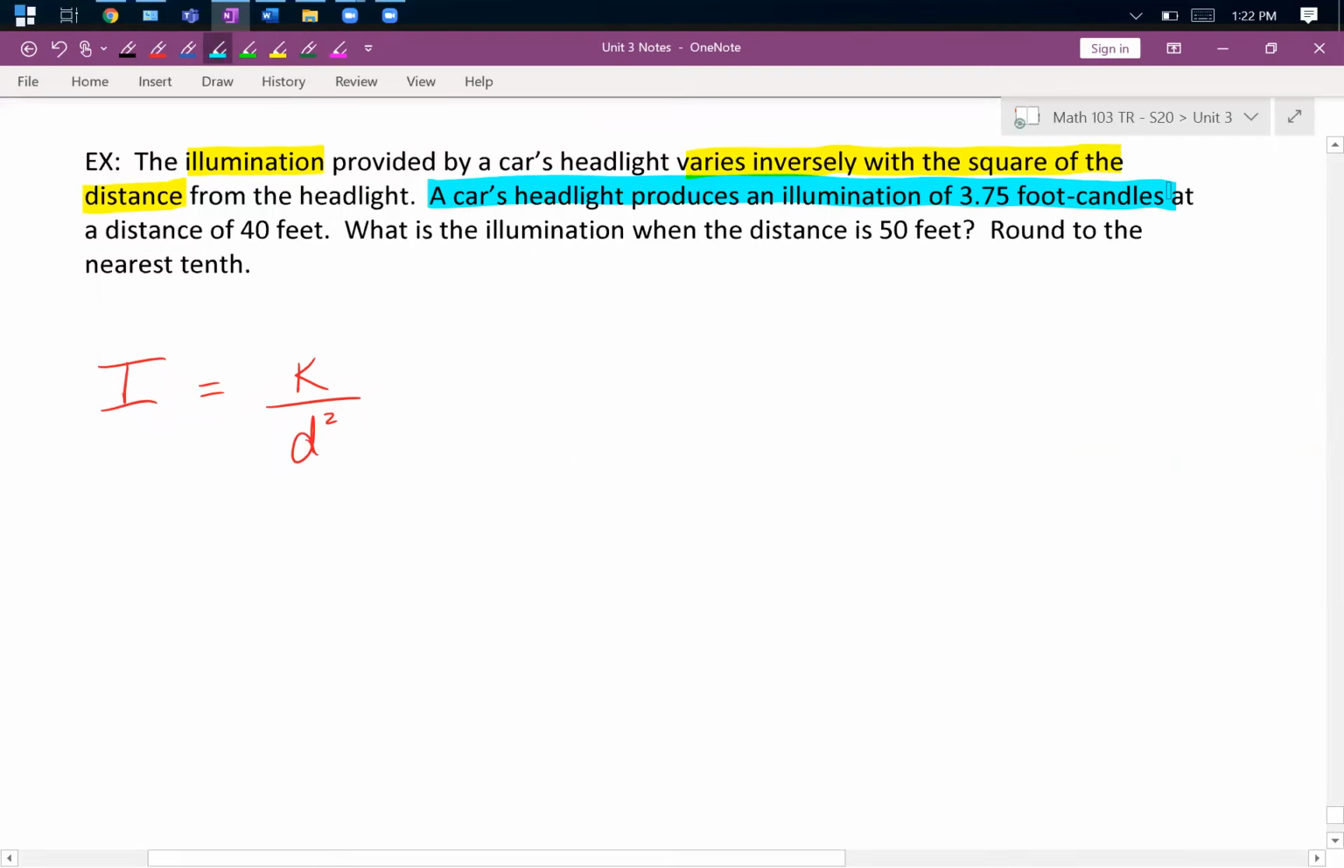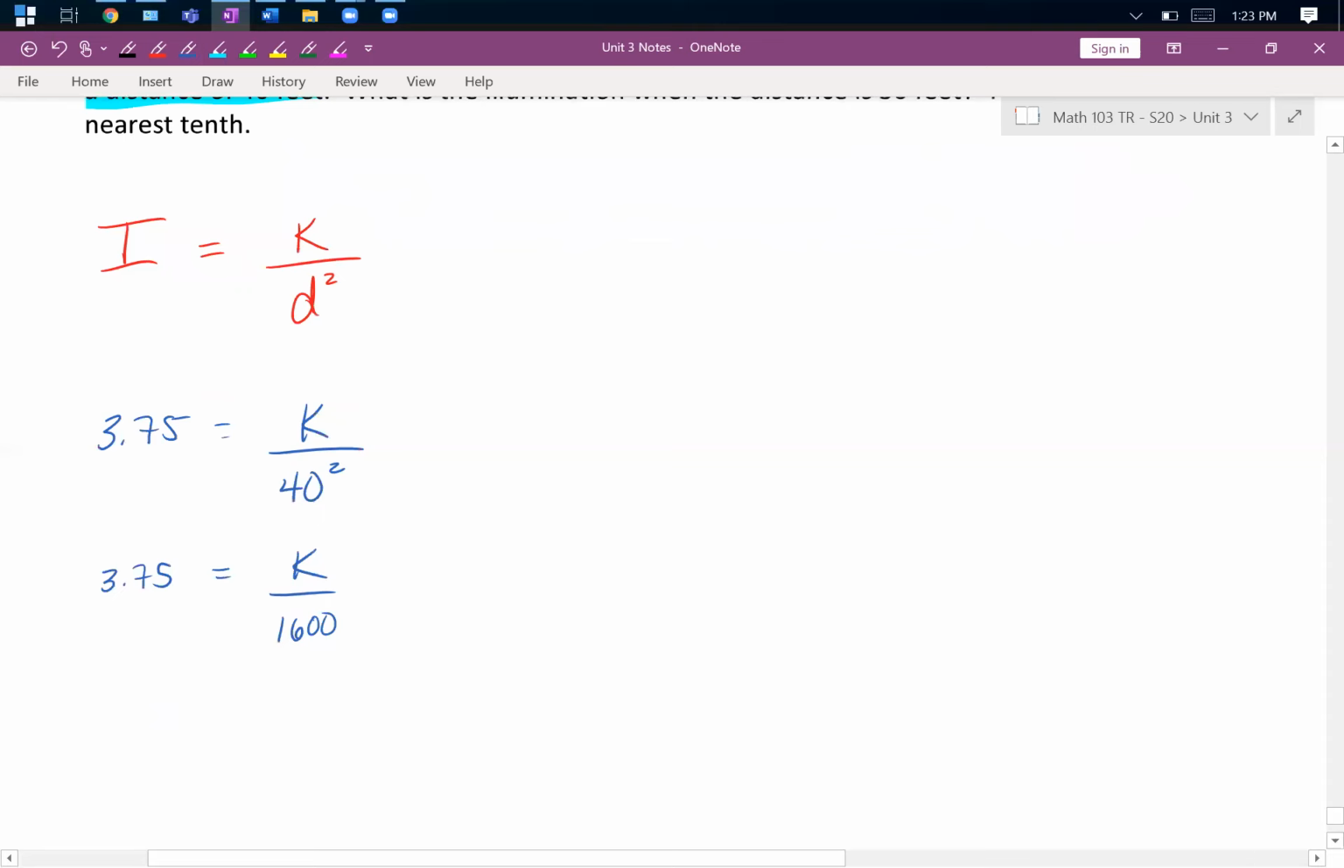We're going to plug in the numbers from our second sentence and solve for K. So the illumination, 3.75, when our distance is 40. We multiply and we get K to be 6,000. That gives us the equation I equals 6,000 over d squared.